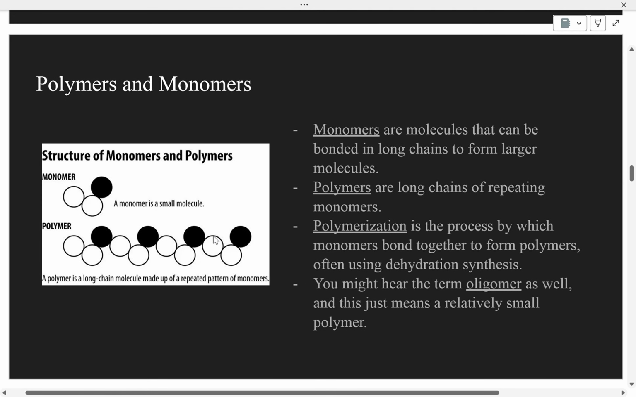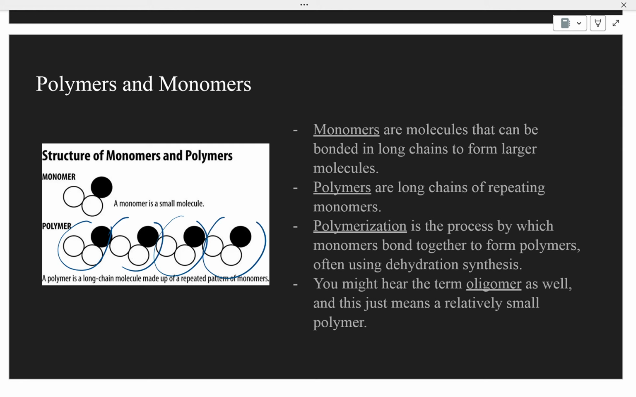So building off that, we'll talk about monomers. You've probably heard of all these terms, but let's just review. So monomers are molecules that can be connected in long chains in order to form larger molecule structures. So you have a monomer here. Polymers are just the result of those long chains. So a bunch of monomers repeatedly attached to each other is a polymer.